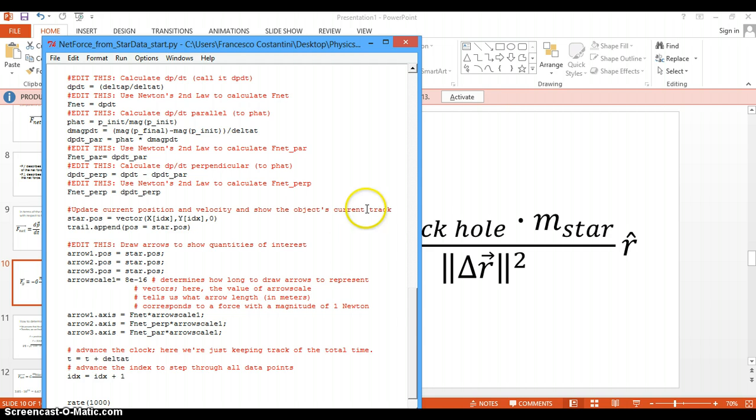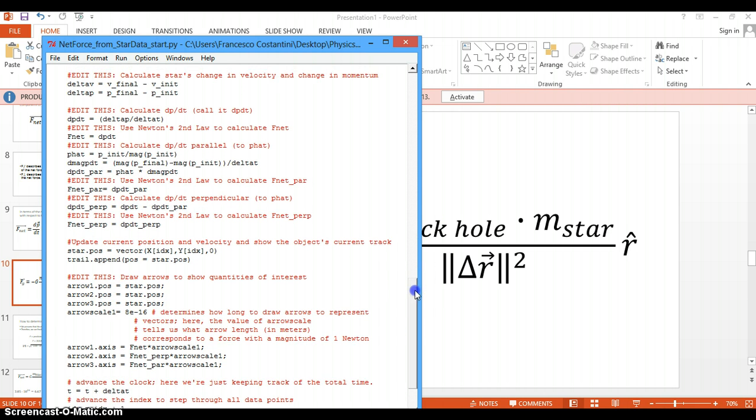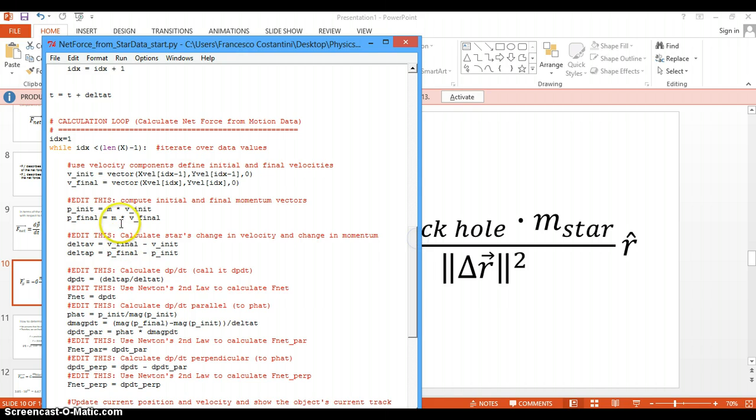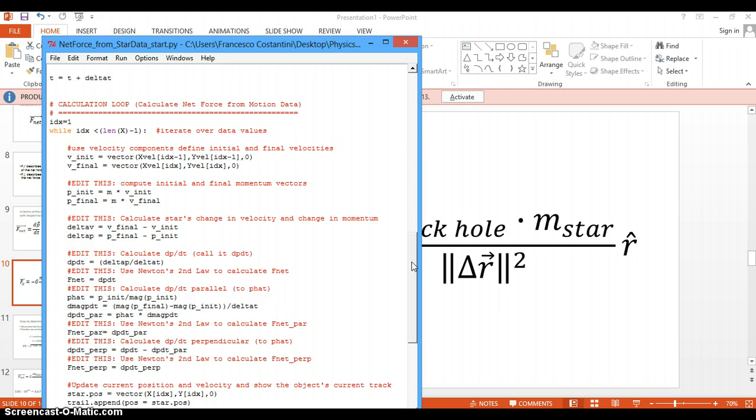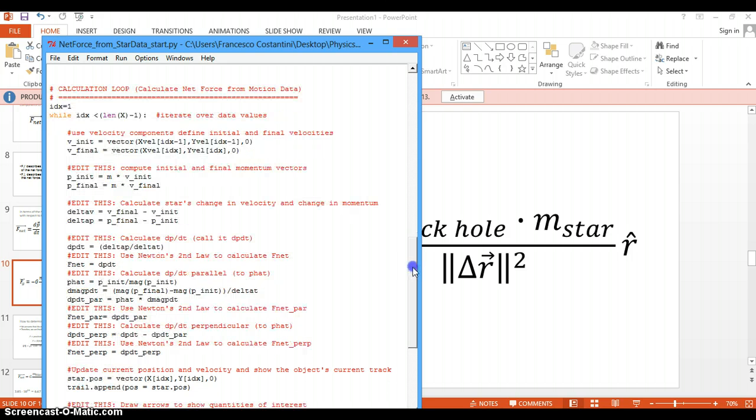This is the code as written, and in order to determine the net force we will first determine the velocity. Then we will need to determine the momentum, and we multiply both the initial and final velocity with the mass of the star. Then we will determine the change in velocity and the change in time. And then we will determine dp/dt as the ratio between the change in momentum and the change in time. And that force will be dp/dt.